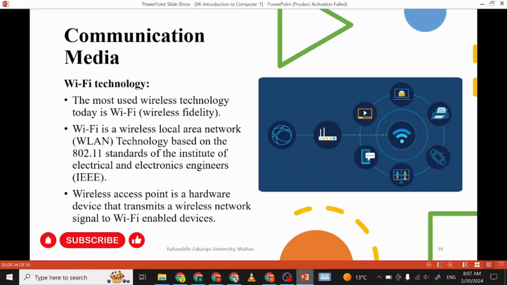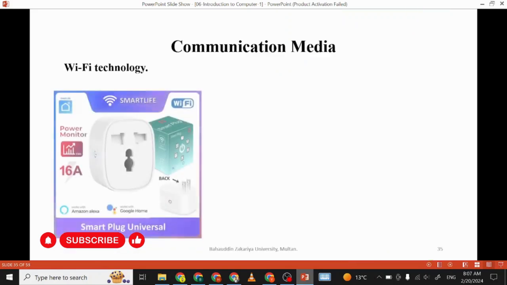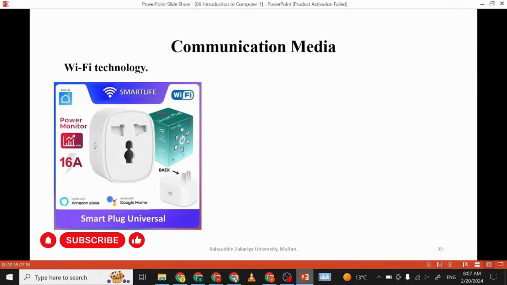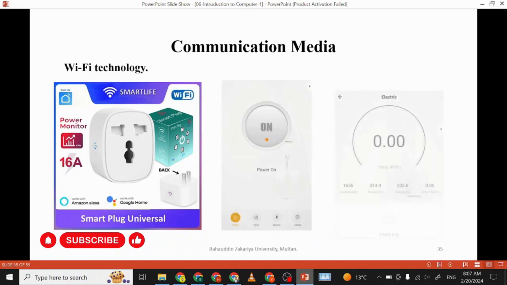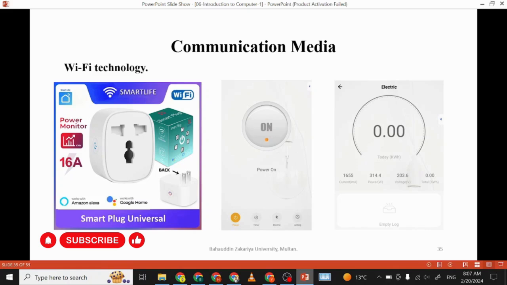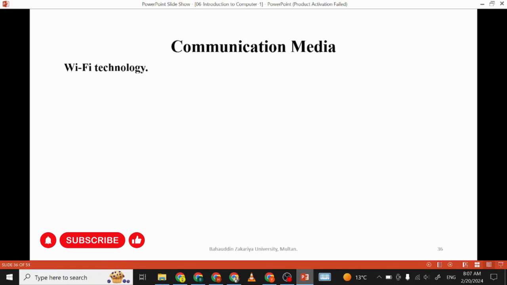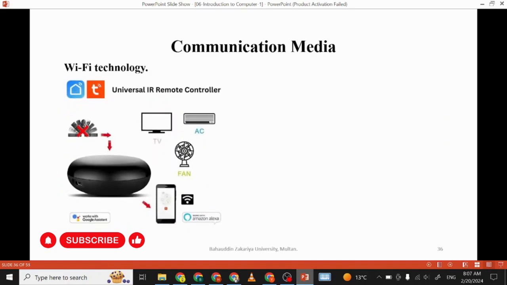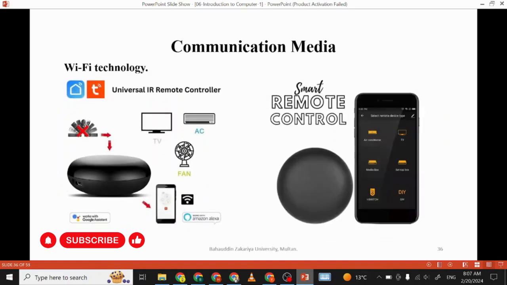A wireless access point is a hardware device that transmits wireless network signals to Wi-Fi enabled devices. Wi-Fi technology. Smart plug universal. Power on and start. Universal IR remote controller. Universal remote.